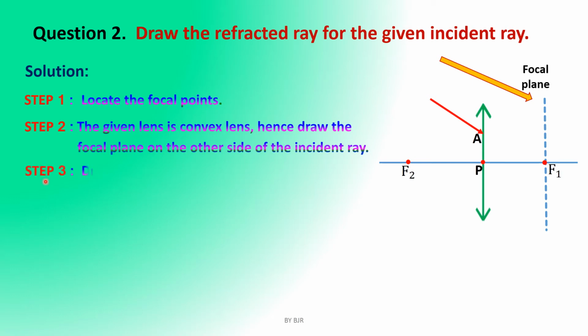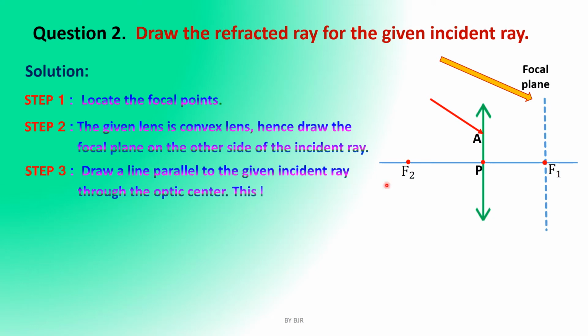Step 3. Draw a line parallel to the given incident ray through the optic center. This is the optic center, and this line meets the focal plane. This is the focal plane. This line meets the focal plane at F dash.